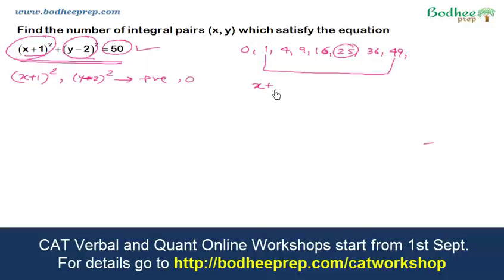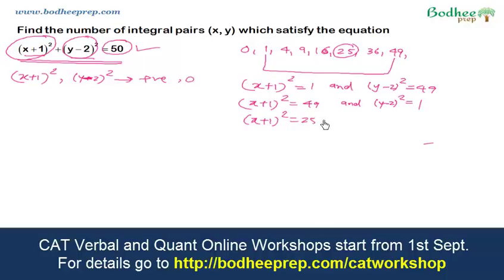So what we can say is that x plus 1 whole square is equal to 1 and y minus 2 whole square is equal to 49, or what we can do is that x plus 1 whole square is equal to 49 and y minus 2 whole square is equal to 1, right? And the third case is x plus 1 whole square is 25, as well as y minus 2 whole square is also equal to 25. So if I take each of these cases, let me take the first case. So if x plus 1 whole square is equal to 1, that means x plus 1 is equal to plus minus 1. So from here we'll be getting two corresponding values of x.